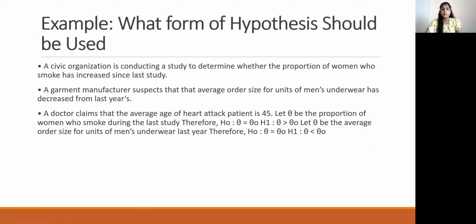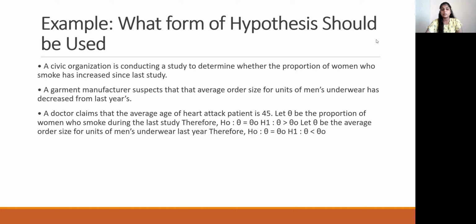Example: what form of hypothesis should be used? A civic organization is conducting a study to determine whether the proportion of women who smoke has increased since the last study. A garment manufacturer suspects that the average order size for units of men's wear has decreased from last year. A doctor claims that the average age of heart attack patients is 45.